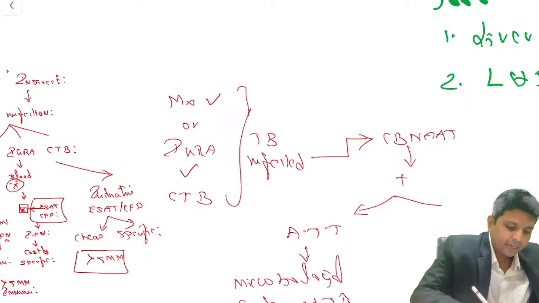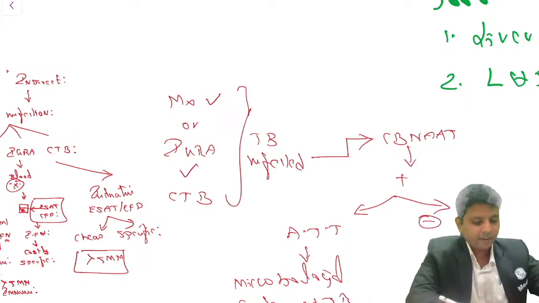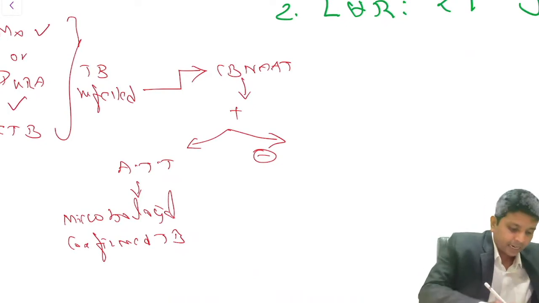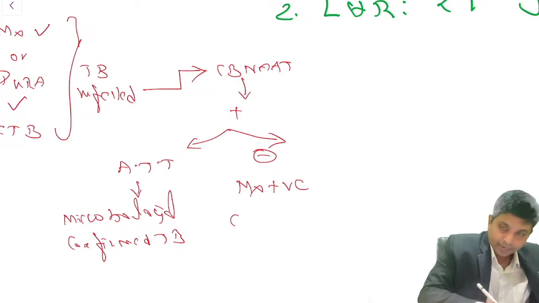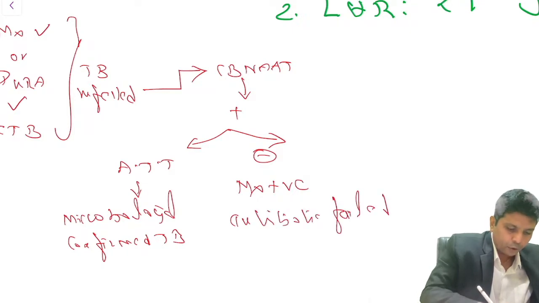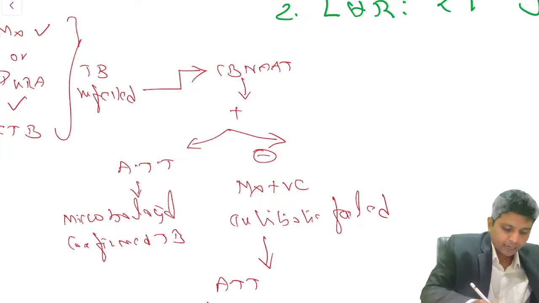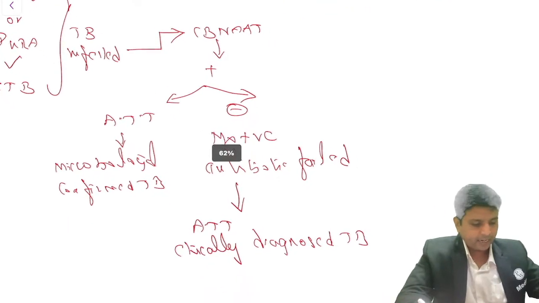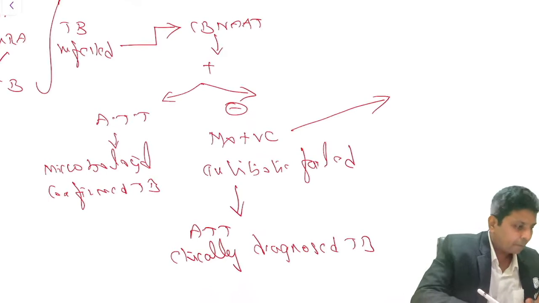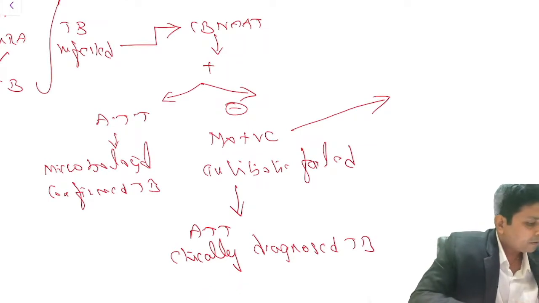Sir, if CB0 is negative, what will you do? Very, very simple. Still the child is Mantoux positive, and also antibiotic failed. Now what will I do? I will start ATT, but here it is called clinically diagnosed TB. But before starting ATT, I will send the sample for culture.